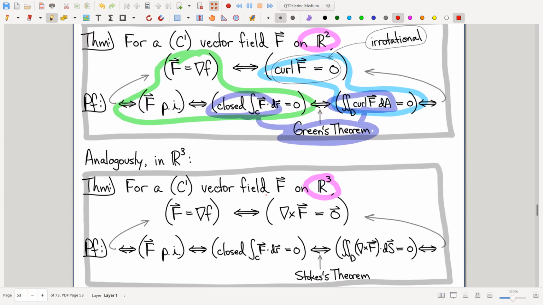That's good enough. So, now in 3 dimensions, again, we know these 3 statements here are equivalent. Being a gradient, being path independent, having all circulations be zero. We know those are equivalent. Analogous argument for these statements here in blue.